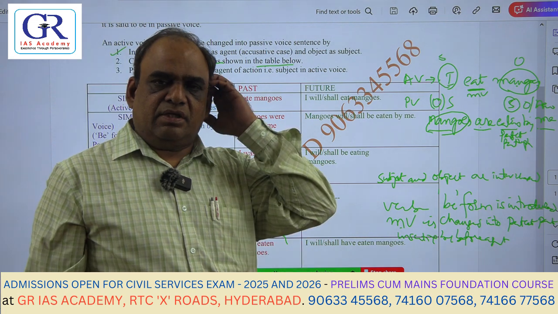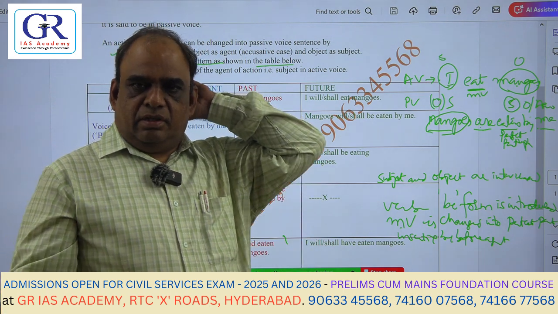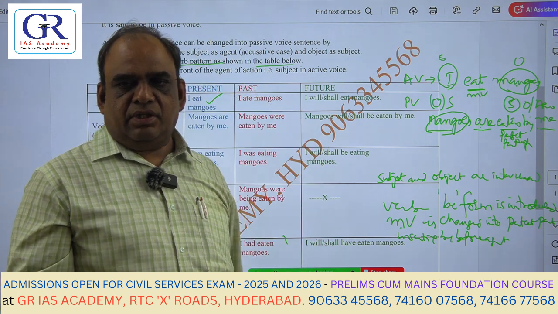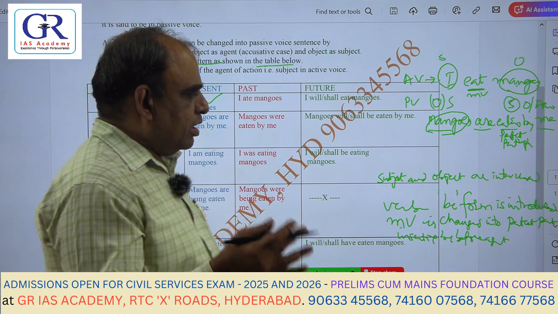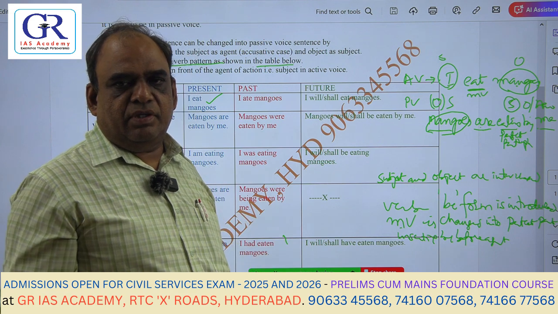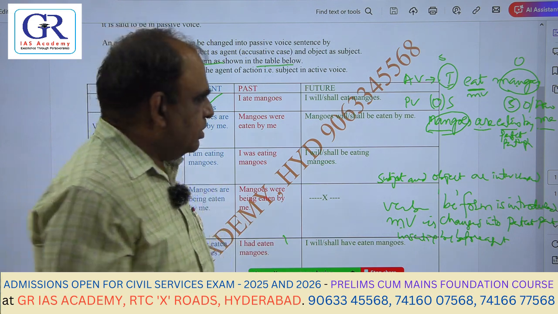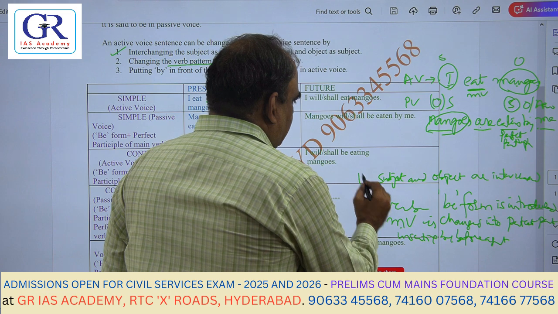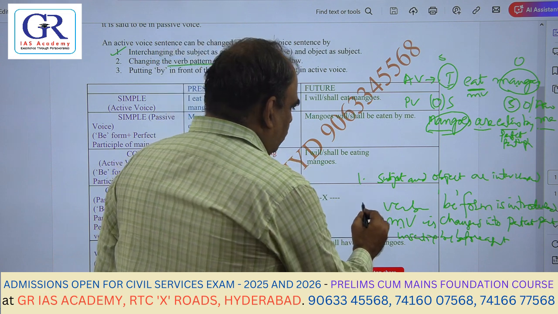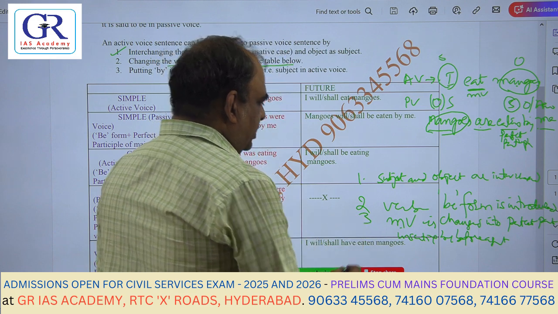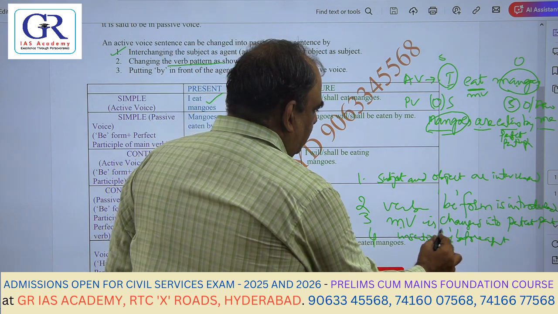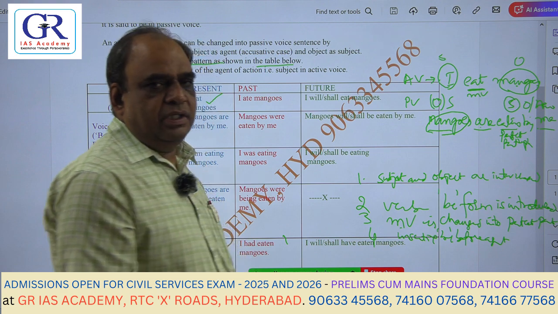There are some more changes: adverbs are also changed. Here will become there, like that. Time and distance also, all those things are there. All those things are a little complicated. I will teach about them in later classes. So what are the main changes? One, subject and object are interchanged. Two, the verb be form is introduced. Three, the main verb is changed to perfect participle. Four, by is introduced before the agent.